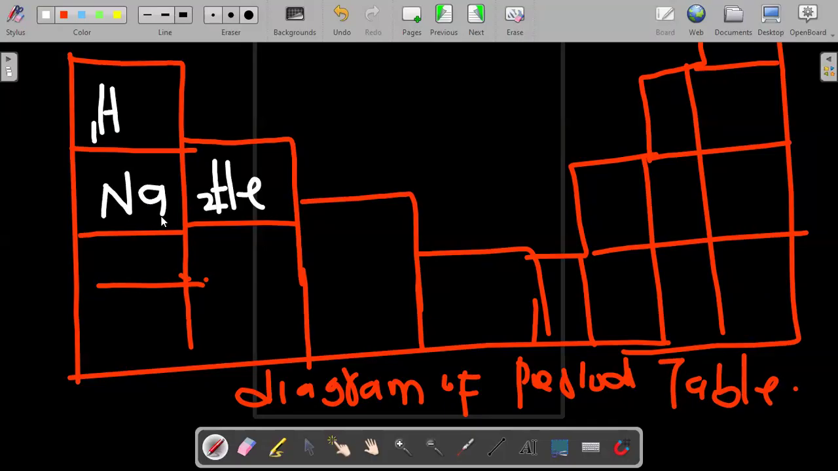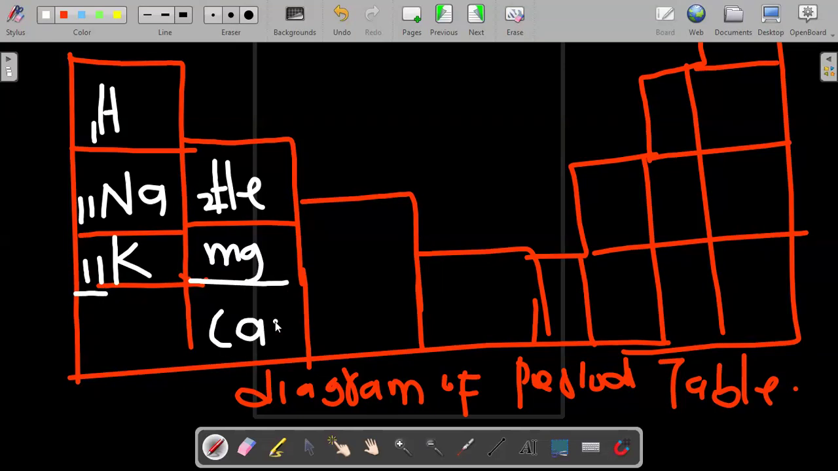I will explain to you why sodium is here. Sodium is 11. Sodium will be here. Then I will have potassium here also. Here I will have magnesium, I will have calcium. Why is it so?